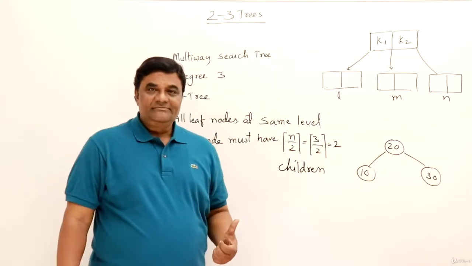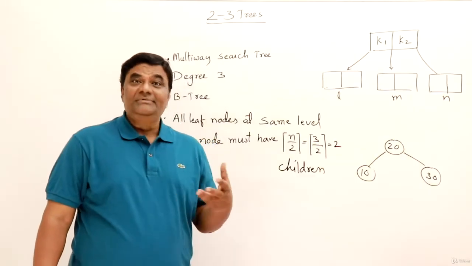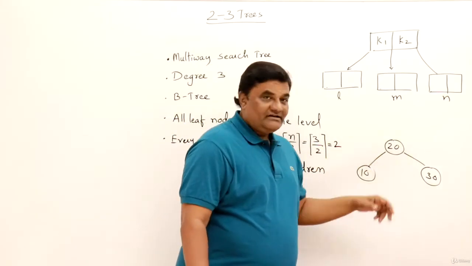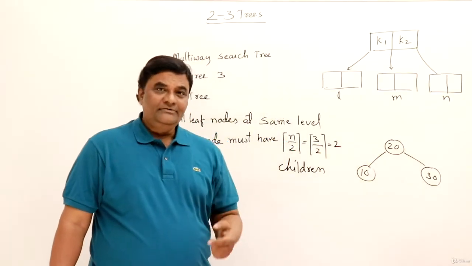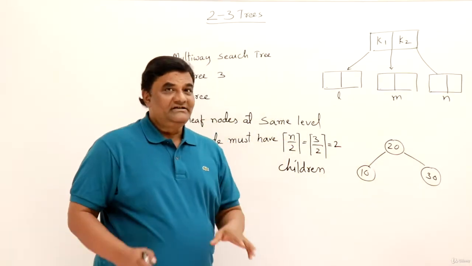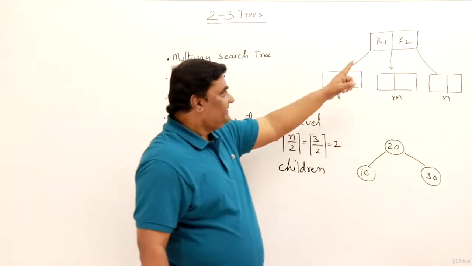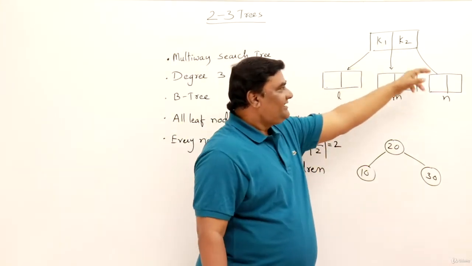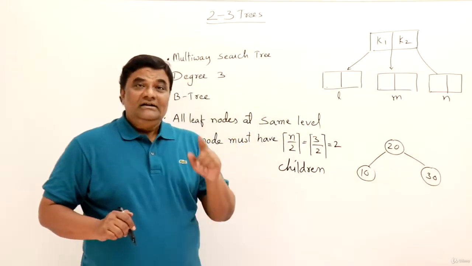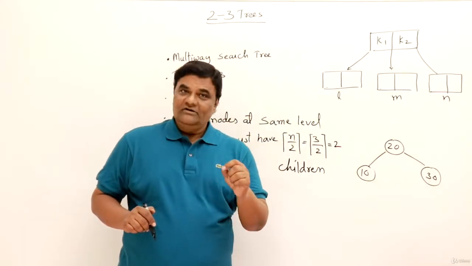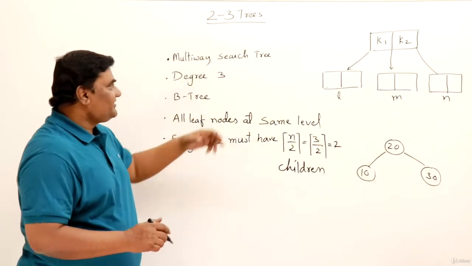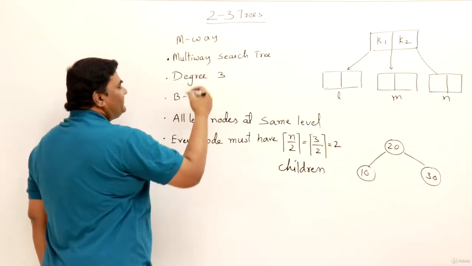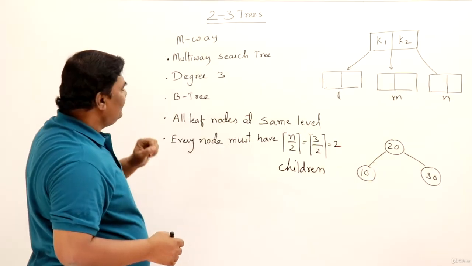The same concept is extended for multiple keys or multiple children. Now this can have only two children because it has one key value. If you increase the number of keys, then the number of children can also increase. Here the number of keys is 2, so it can have 3 children. So this type of tree is basically called a multi-way search tree, and also an M-way search tree. So what is M here?